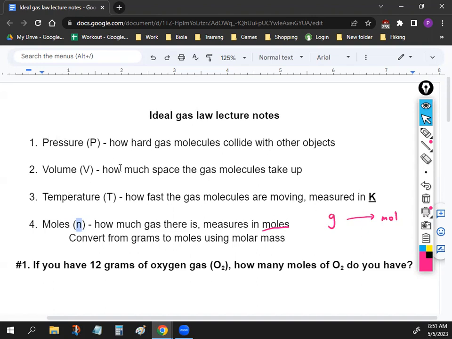No, you already have this in your previous notes. We're just talking, just little notes on moles. Okay, so just keep that in mind. You always need to turn grams into moles when we're working with the ideal gas law.